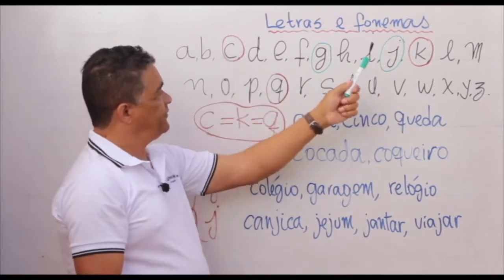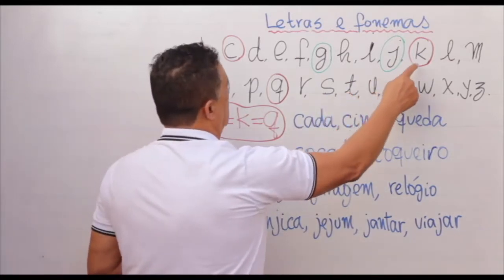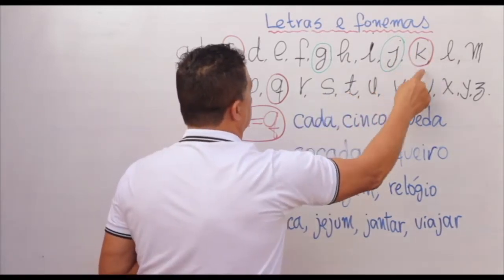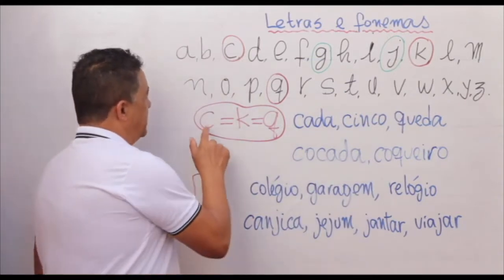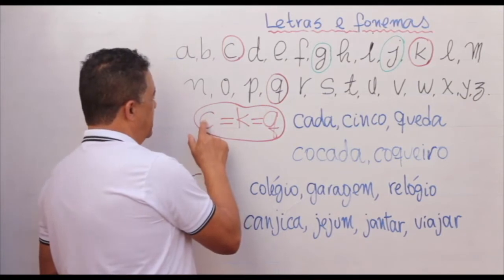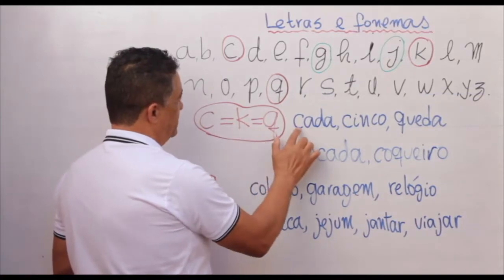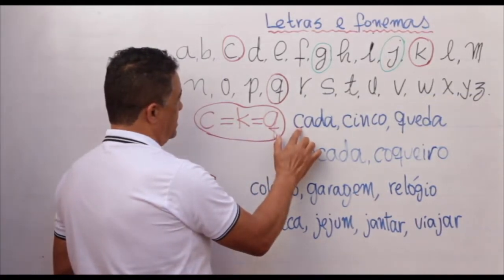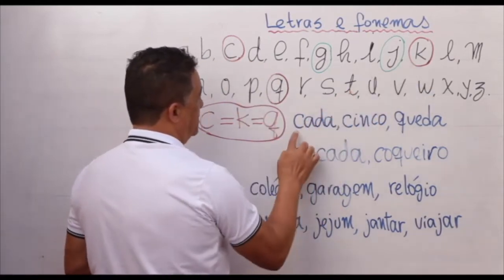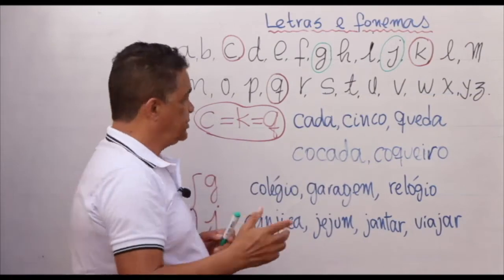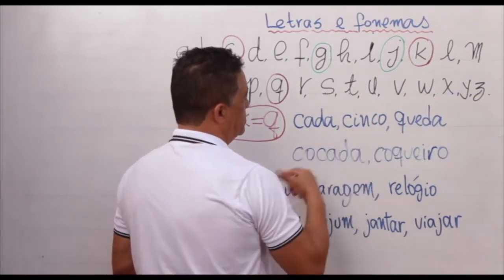They all have the same sound in Portuguese, though the letter K is not used in normal conversation, but it has the same sound as C and Q. They all have the same sound. For example, ca, even though you write it with a C, it has the sound of a K, so cada, it means each. Cada. Cinco, that's the number five. Cinco.